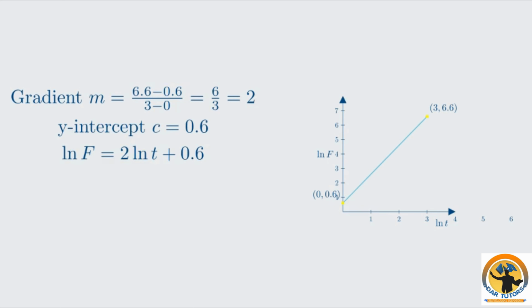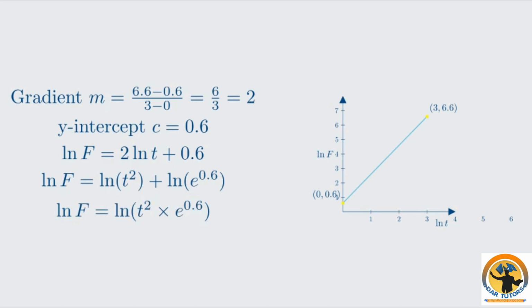Now we transform this back to the original variables f and t by solving for f. We can use logarithm properties to simplify the right side. Using the power rule for logarithms, we can write 2 ln t as the natural log of t squared. We can also express 0.6 as the natural log of e to the power of 0.6. Now, using the product rule, the sum of two logs is the log of their product. So, the natural log of f equals the natural log of t squared times e to the 0.6.